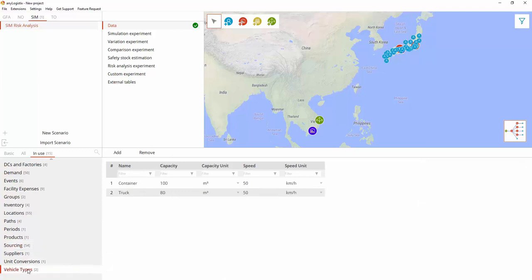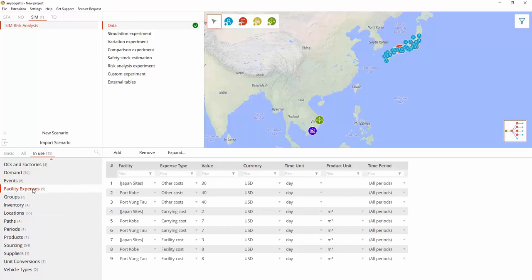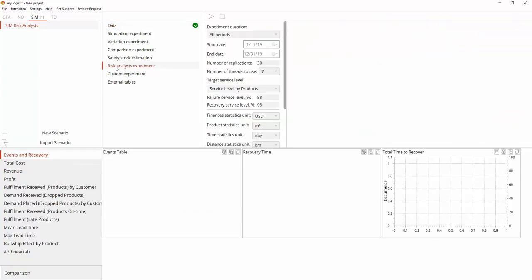Vehicle types. Paths connect location points within the supply chain by the specific vehicle type. Facility expenses. Events. This table is used to define events that will affect the data of the scenario during runtime. What will happen if the rainy season starts in Vietnam, demand changes, or production suspends? If you want to stress test the supply chain in emergency situations, you can assess particular what-if scenarios with the risk analysis experiment. Let's run the experiment and analyze the results.